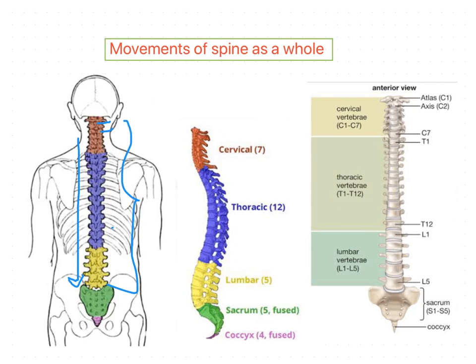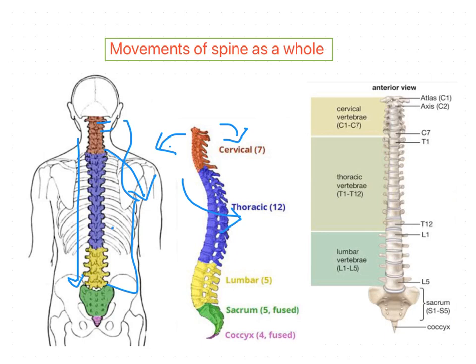So the entire vertebral column has 3 degrees of freedom, permitting flexion. For example, this is in the AP view. So this one is flexion, extension, which take place in the sagittal plane. Another is lateral flexion, and another is rotation of the vertebral column. So these are the movements of the spine as a whole.